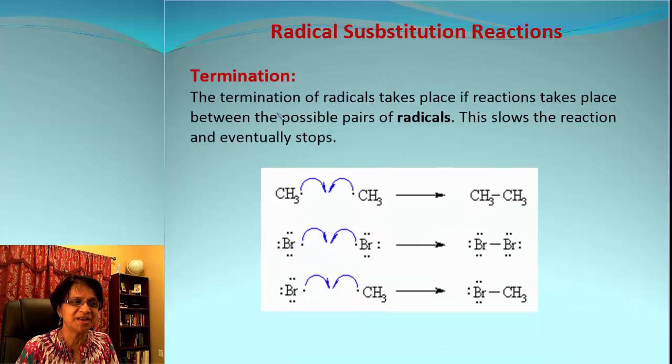The last step is the termination step. The radicals are floating in the reaction mixture, and now all different types of radicals can come together. If they come together and they share that one electron which they have, they end up having a stable molecule and the reaction stops there.